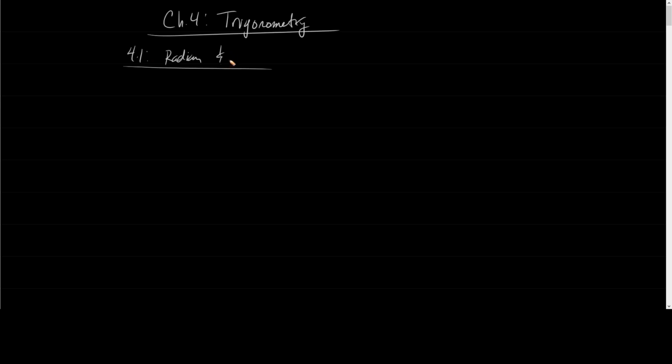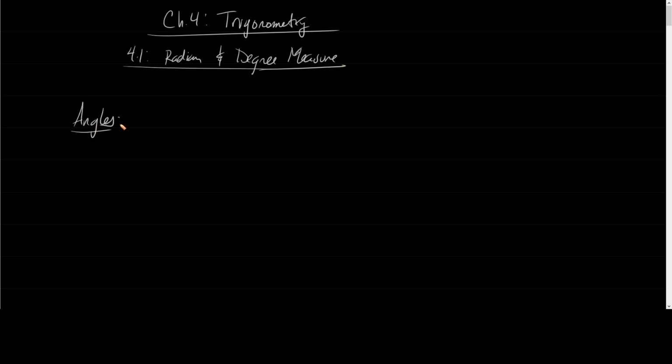This is the beginning of chapter 4, which is on trigonometry. And 4.1 is on radian and degree measure. So in here, with radian and degree measure, we're talking about angles. Let's talk about what an angle is.